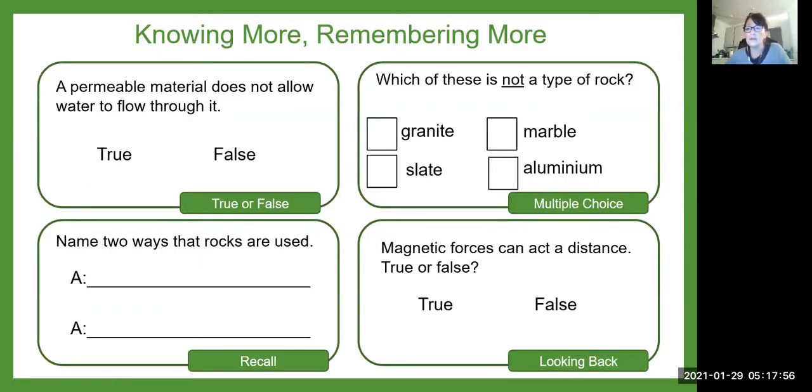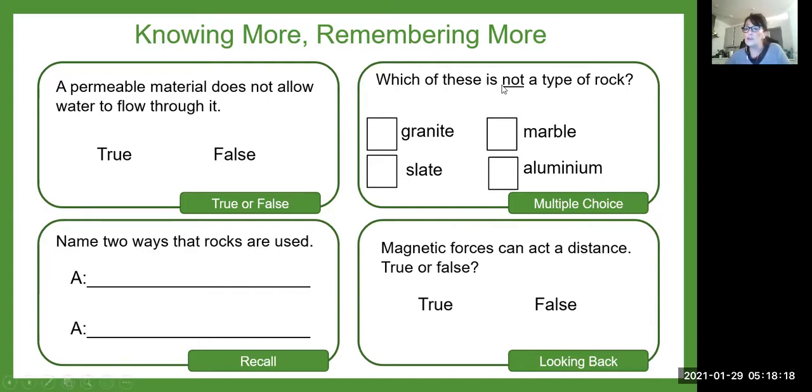So, as always, we're going to start with knowing more, remembering more. A permeable material, remember we did that in the last video lesson, what permeable means. A permeable material does not allow water to flow through it. True or false?